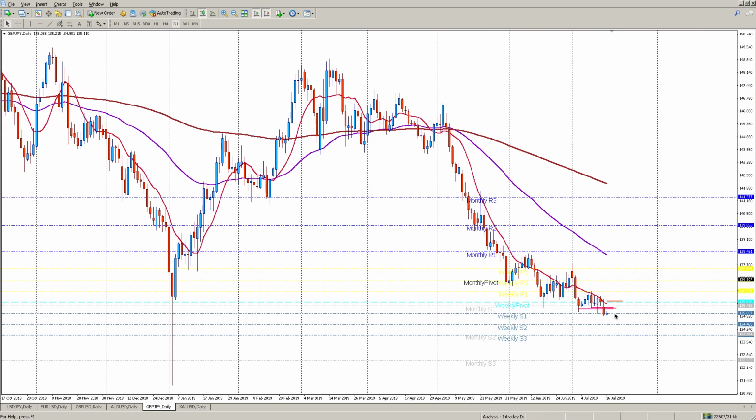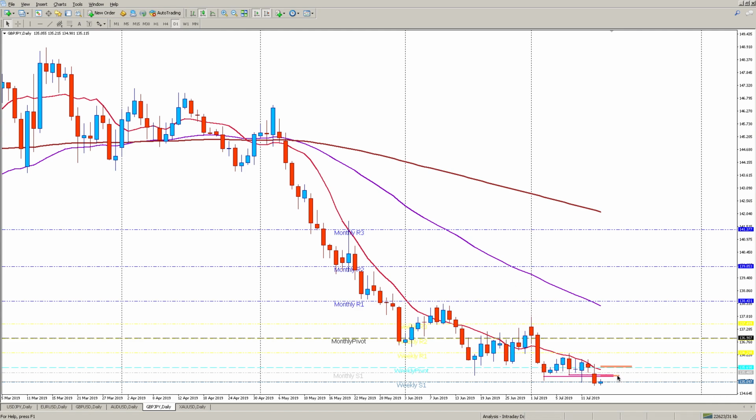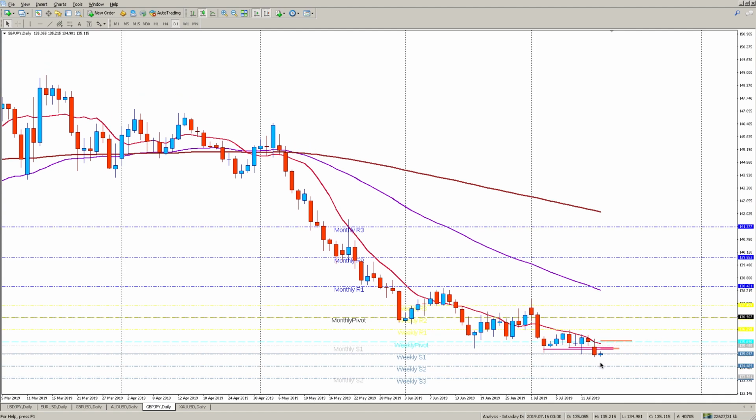And where can we target? There's a potential support level at the weekly S2 pivot. So that's at the 134.50 area. So we can set our target at about 50 to 55. And from an entry of, let's say, 135.35 in the middle of this zone, to a stop of 135.75, so a 40 pip stop with a target of about 80 pips. So that's a 2-to-1 reward risk ratio.